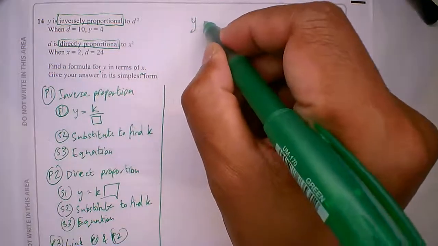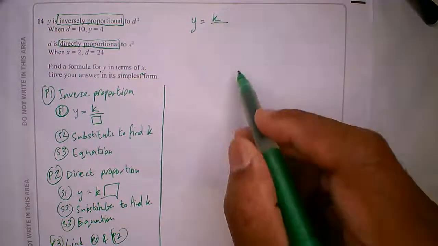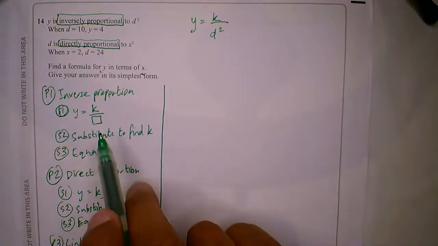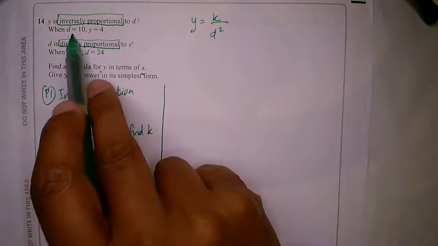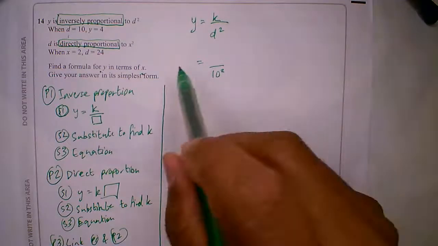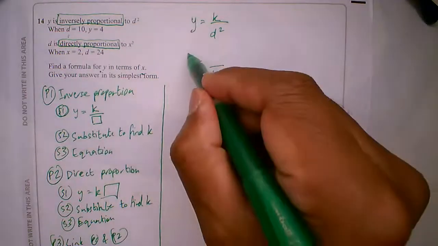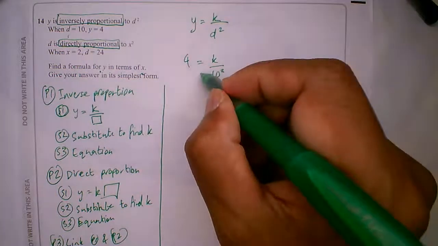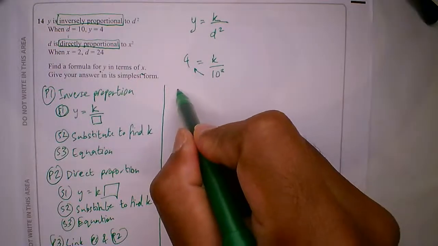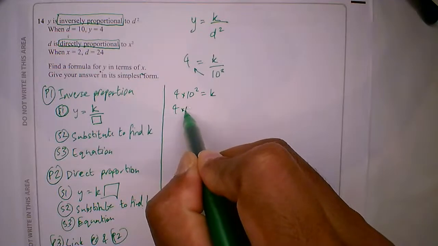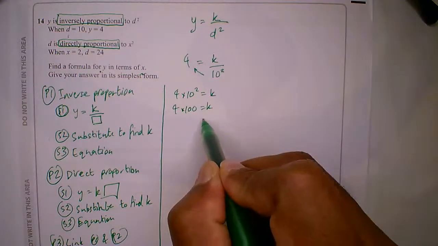So y is inversely proportional, so y equals k over d squared. I've got d squared, so now I've got to substitute the value. d is 10, so 10 squared. y is 4. So I've got k here. Okay, so I can bring this to the top. So this becomes 4 times 10 squared is k. So 4 times 100. So k is 400.